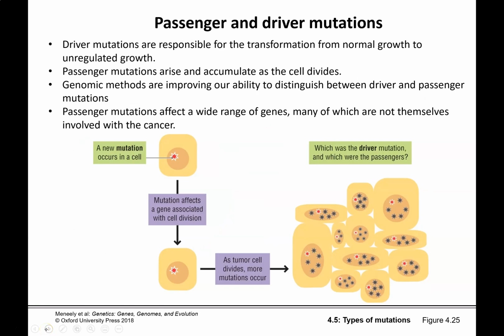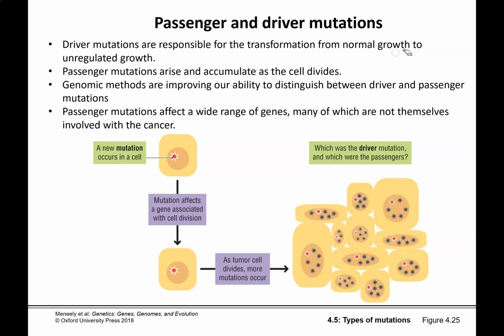So there are two different types of mutations that can arise in a cancer cell. The first is the driver mutation. So the driver mutation is kind of the important one. It's the one that sets everything off. It's the one that sort of flips the switch from normal cellular growth to unregulated cell growth.